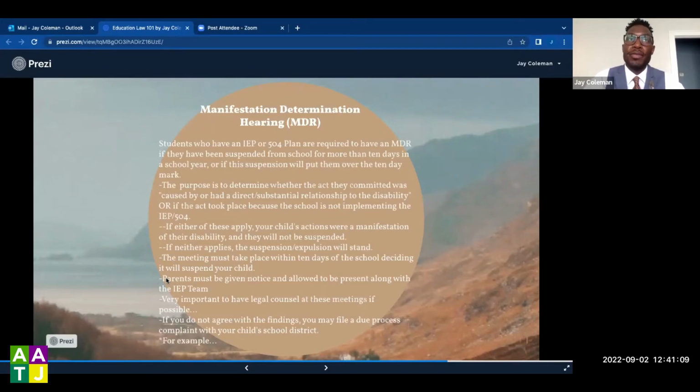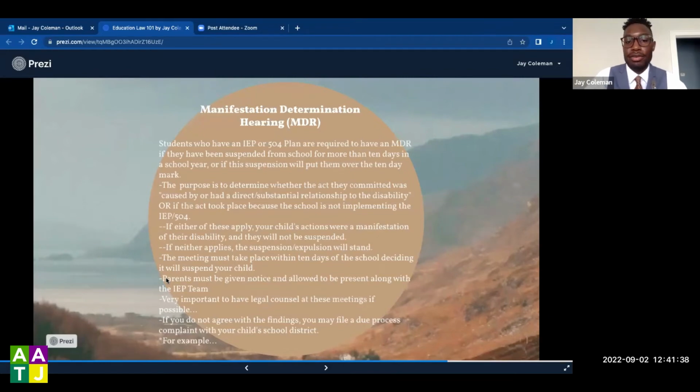Or if they've been suspended 7 days this year, but this next suspension is going to be for 5 days, then they have to have an MDR before they're suspended, because the 5 days is going to take them over the 10-day mark. The purpose of the MDR is to determine whether the act they committed was caused by or had a direct substantial relationship to the disability, or if the act took place because the school is not implementing the IEP or the 504 plan.